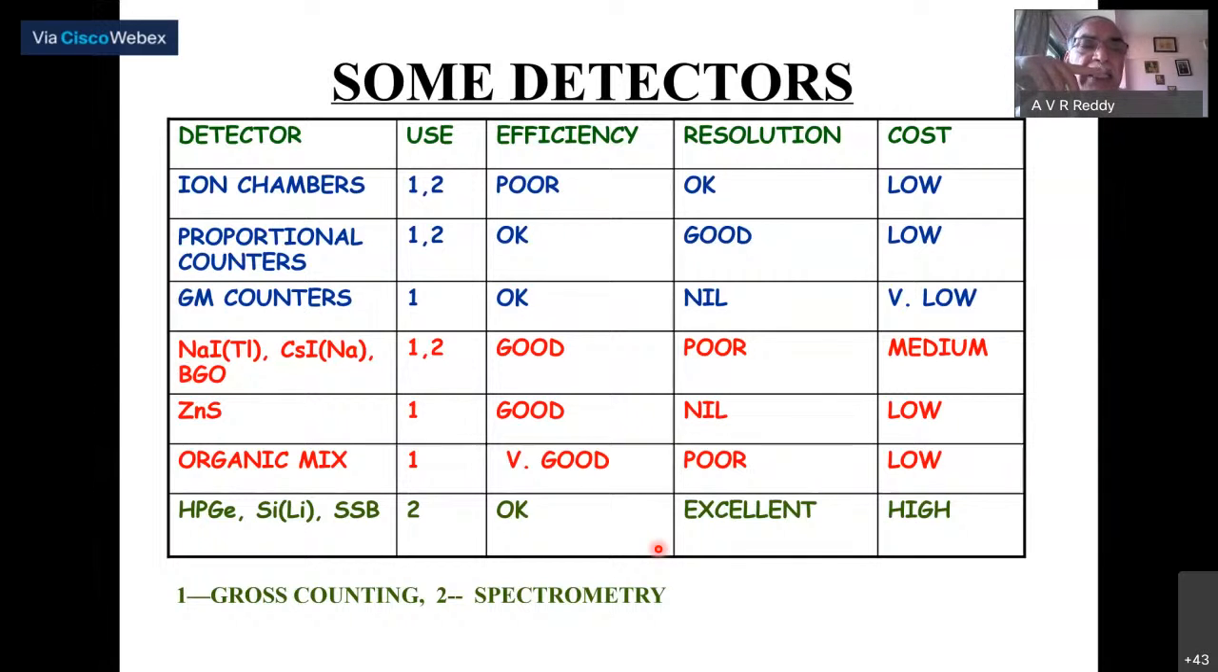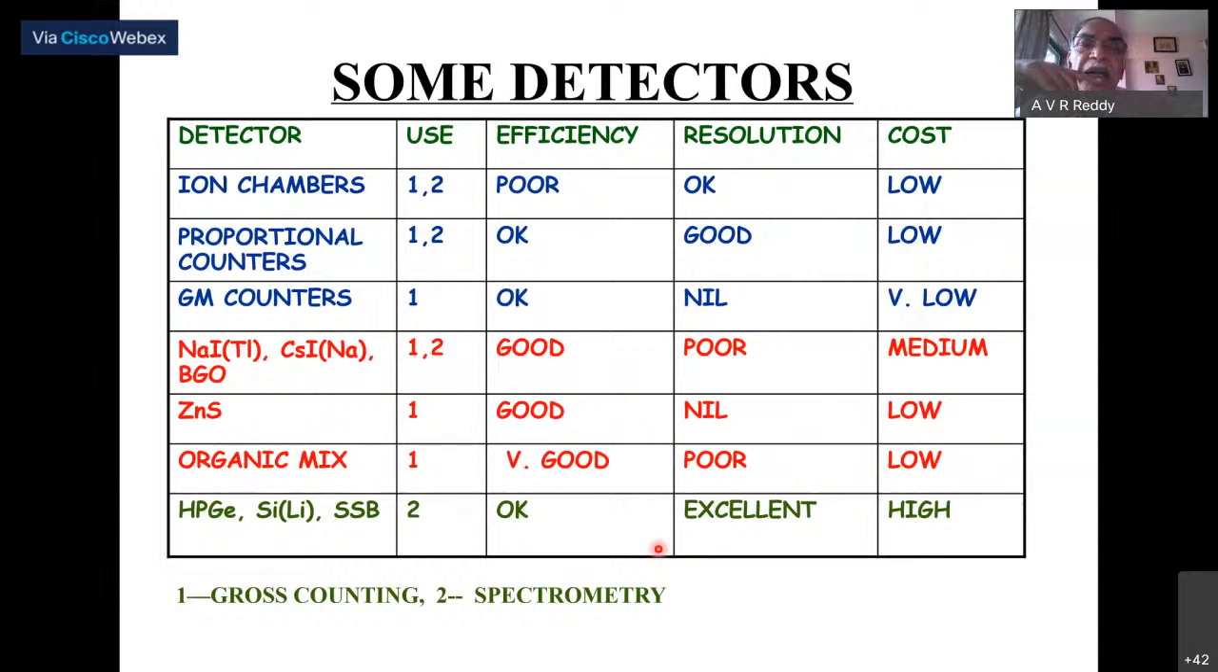The next class of detectors are scintillation detectors: sodium iodide doped with thallium, cesium iodide doped with sodium, and BGO detectors. These will be useful for both gross counting and spectrometric applications. Efficiency is good, and resolution, of course, is poor, and the price is medium.